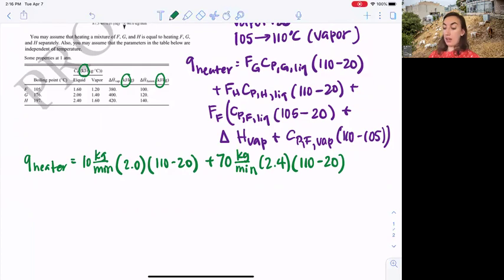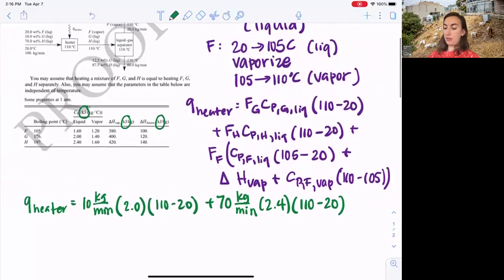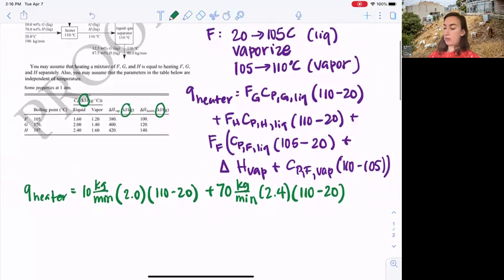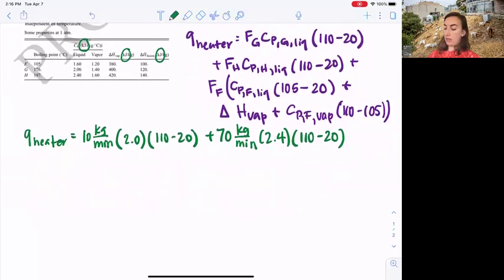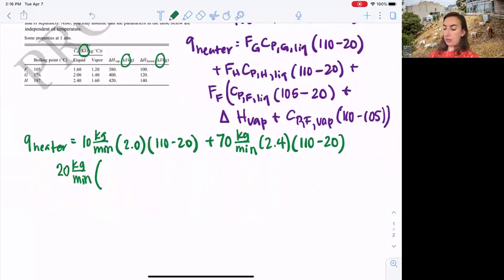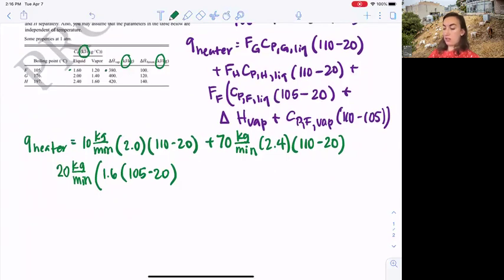So now we can account for F, which is our stream that has the phase change. So our flow rate of F is 20 weight percent times the total flow rate in that incoming stream of 100 kilograms per minute. So that means our flow rate of F is 20 kilograms per minute. Okay, and then we have this whole term in the middle. So our CP of F as a liquid we can find here. It's 1.6. And then as a liquid, it's going to 105 from 20. It's also vaporizing. So delta H of vaporization is here. So it's 380.